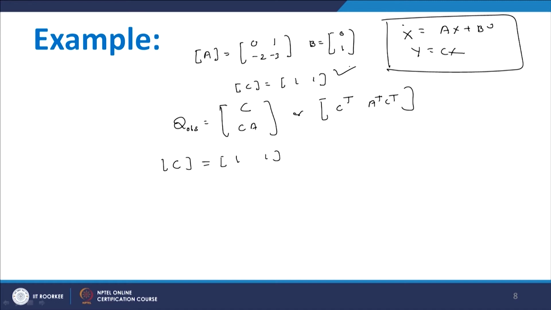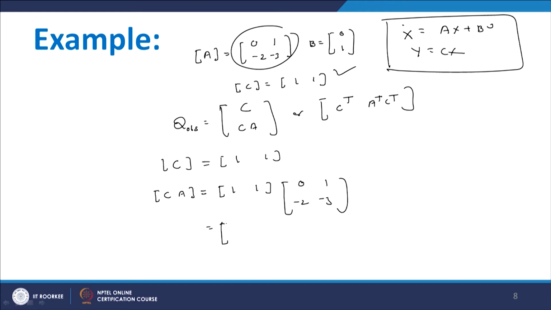Now, we want to determine C into A. So, C is [1 1] and the A matrix is [0 1; -2 -3]. See, this is the A matrix we have written here. Now, we have to solve it. This row is multiplied by these columns, so after multiplication you will get this as minus 2 and this also as minus 2.